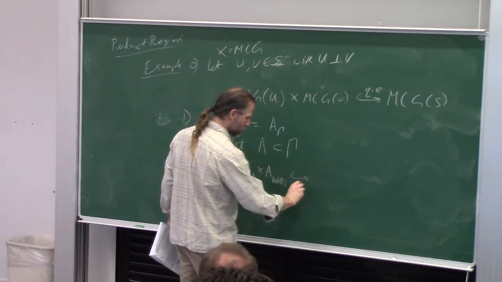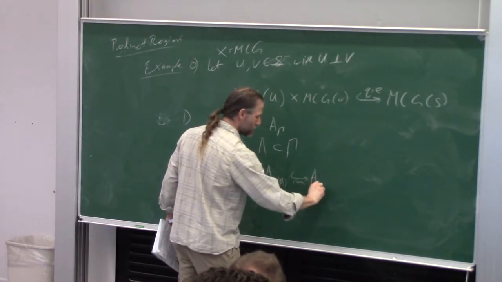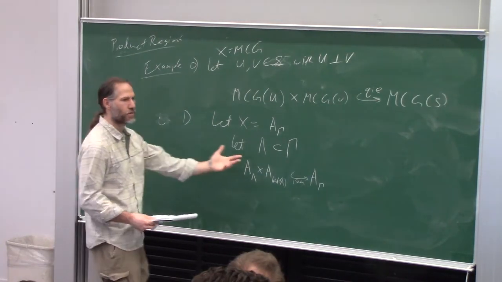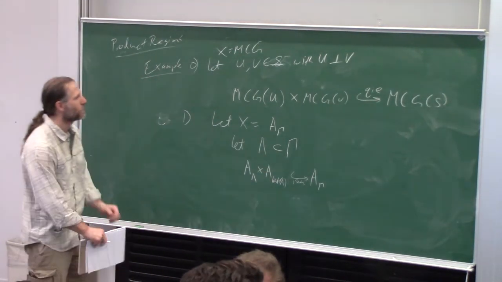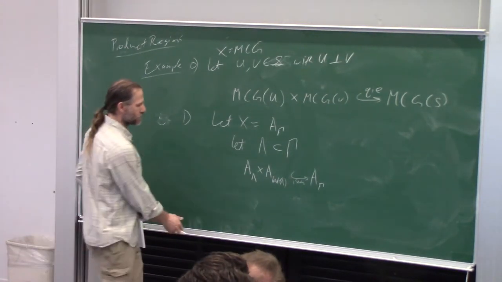into A of gamma. Okay, so this is another example of a product region. So this is a product sitting inside an ambient hyperbolic space.